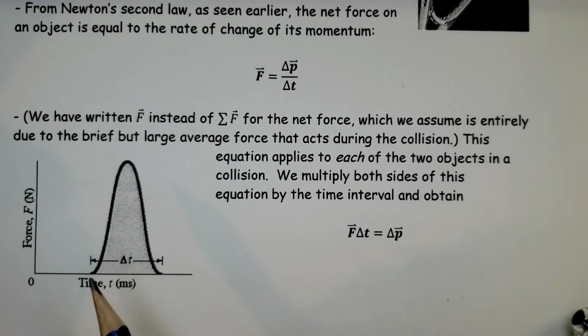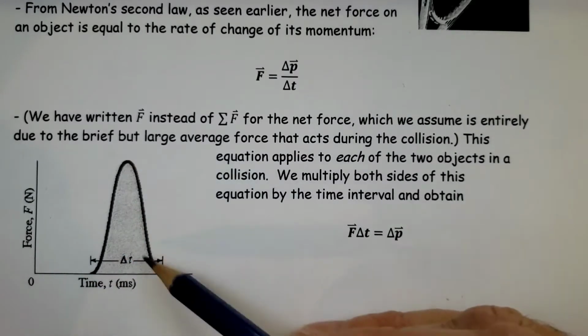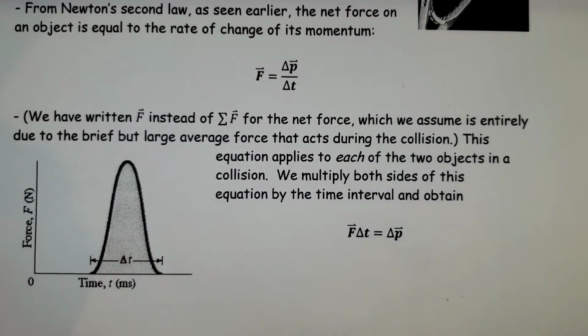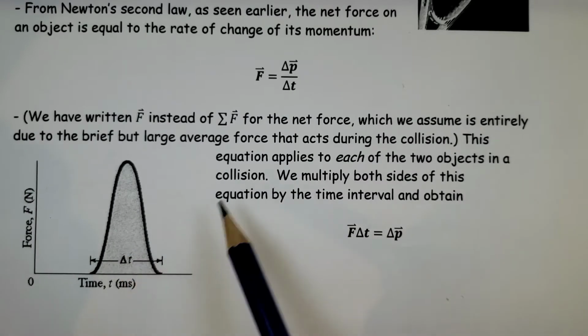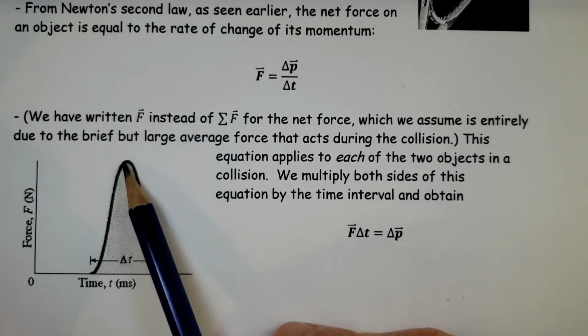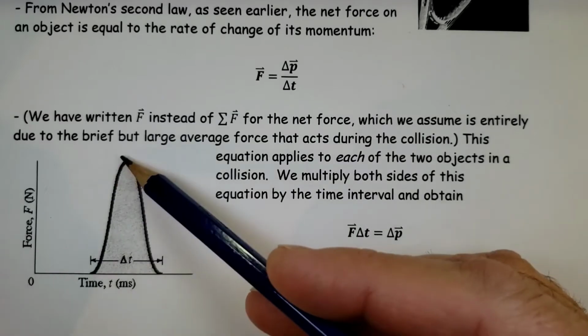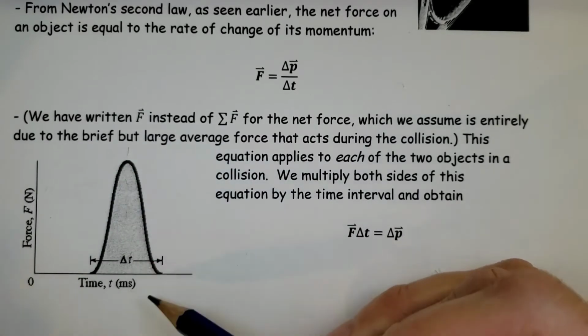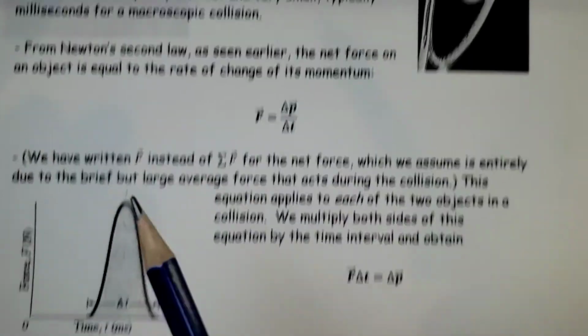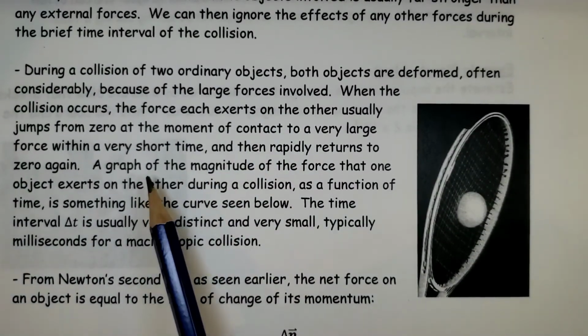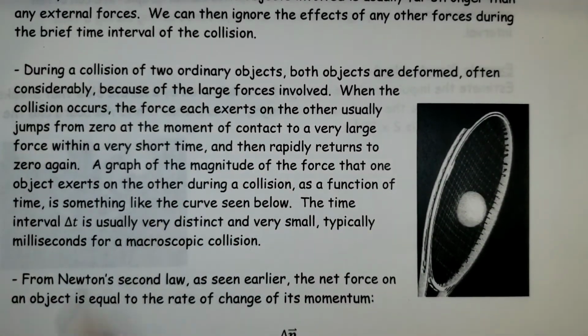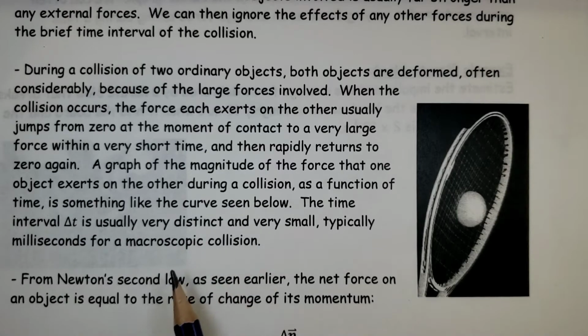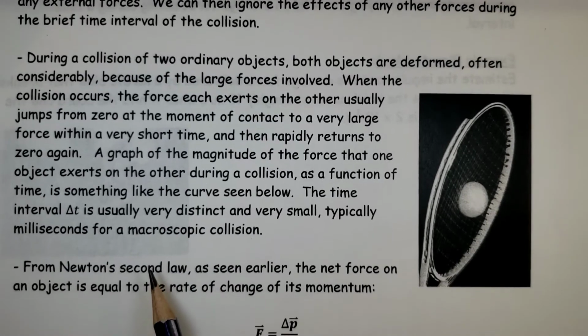So it's not just one force. It starts off at 0, reaches some maximum force, then decreases to 0. But here, we can simply take the average, or look at the maximum force involved. So this is a graph of the magnitude of the force, as we saw below. The time interval is usually very small and very distinct, typically a few milliseconds for a macroscopic collision.